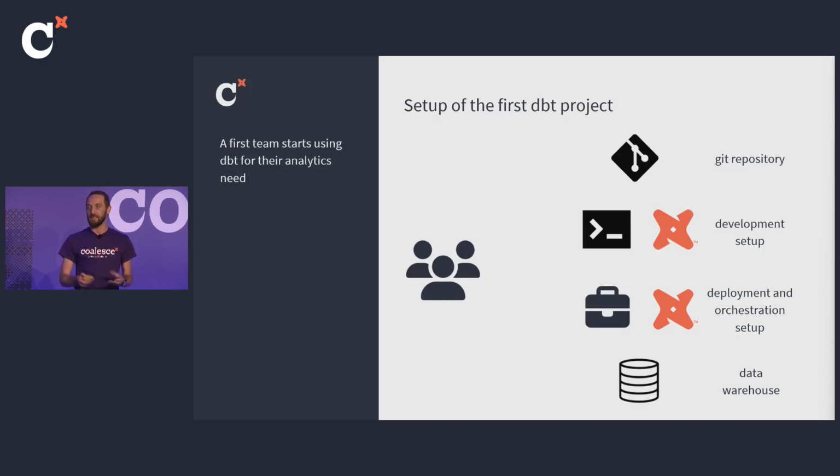And finally, dbt is nothing without the data warehouse. So when we set up a dbt project, we need to make sure that the data warehouse is set up properly with roles, schemas, databases, and so on. So we can actually do our transformation there. So that's the simple thing that we need to do to set up one project.